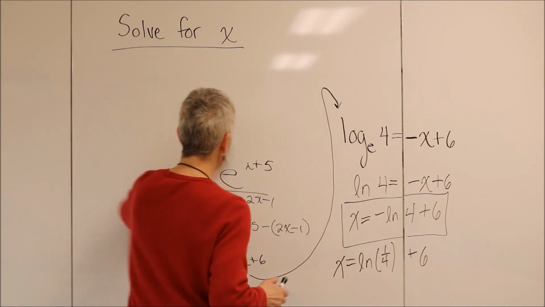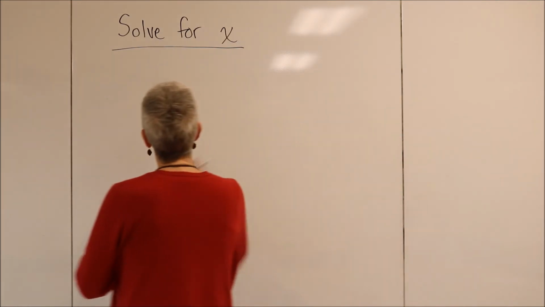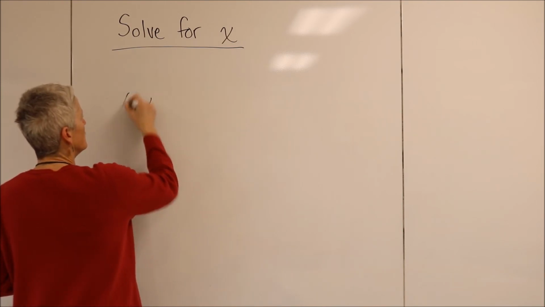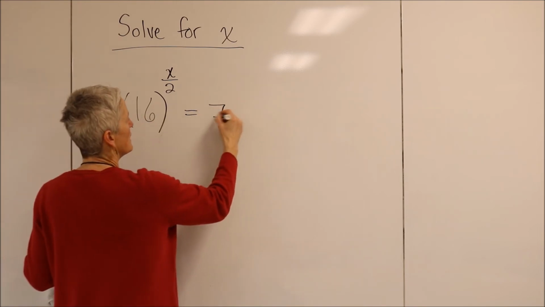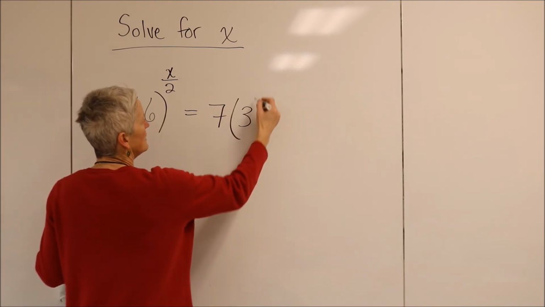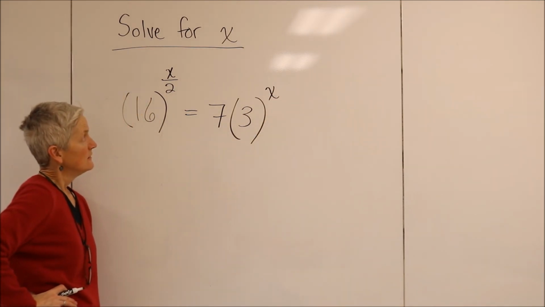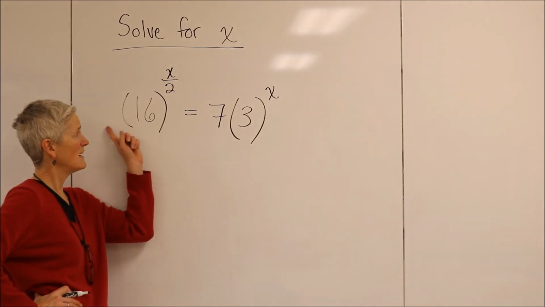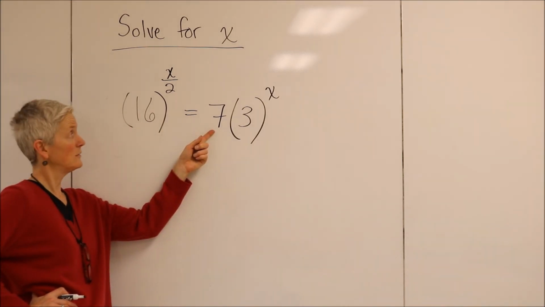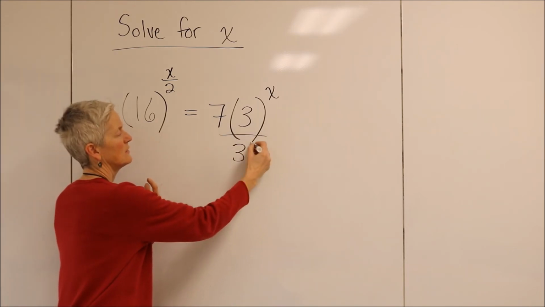That 16 gave me this idea. Let's say we have 16 to the x over 2 equals, I don't know, 7 times 3 to the x. Okay. Solving for x. So let's get my terms with x on one side. I only have one constant, so that's already good to go. We don't need that extra step. So divide by 3 to the x? Sounds good.